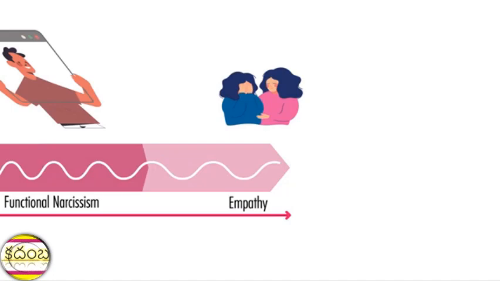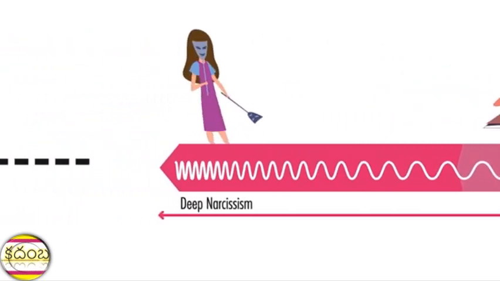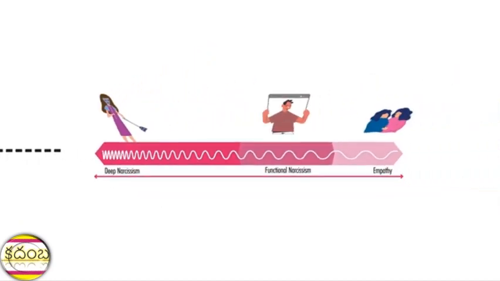At the top of the spectrum lies empathy. This is the complete absorption in others and not yourself. A healthy narcissist can imagine other people's perspectives. You can build relationships more easily, whereas someone in the deep narcissism range tends to slip deeper over time and is unable to maintain and build strong relationships.